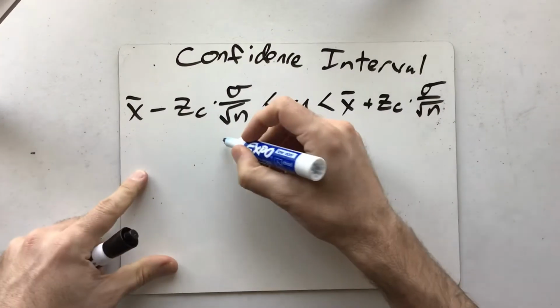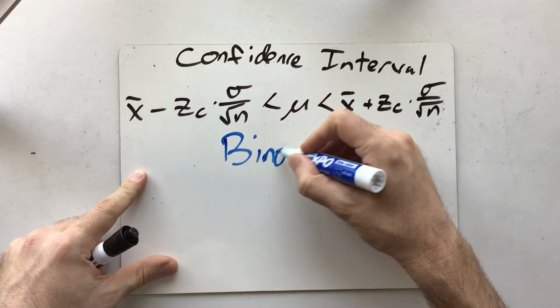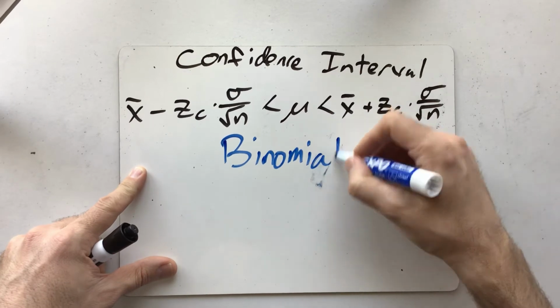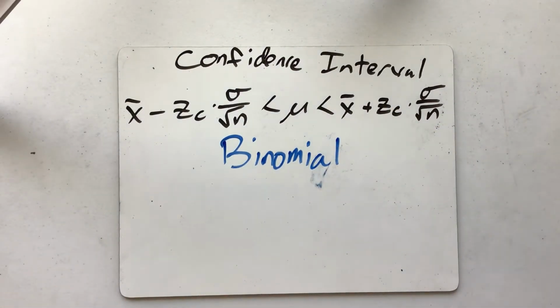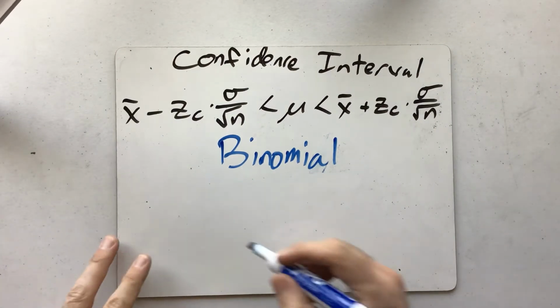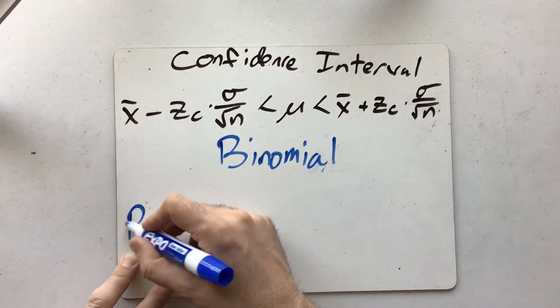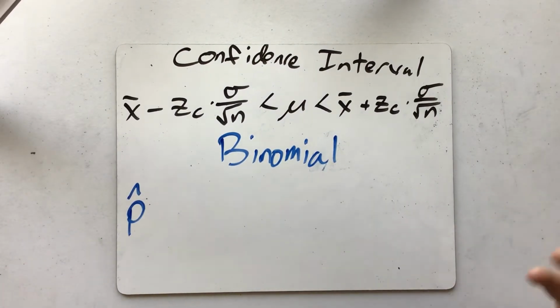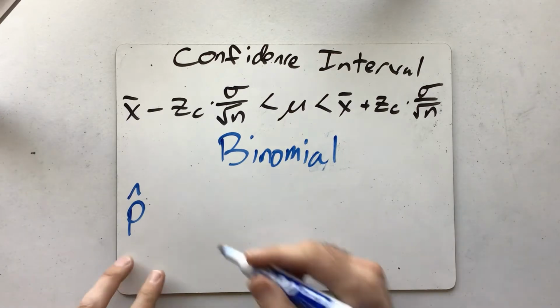Today, whenever we're working with a binomial distribution, our formula is going to be almost the same. We're just going to make a couple very small changes. Instead of x bar, we're going to use p hat. So instead of using our average, we're going to use the proportion. But notice the proportion is kind of like an average. It's the percent of successes that you have.